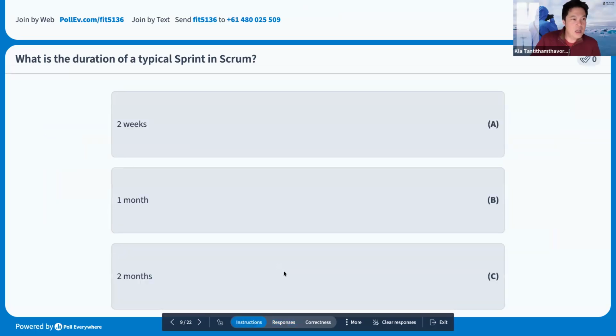Next. What is the duration of a typical sprint in Scrum? Oh, I keep emphasizing this like a million times.